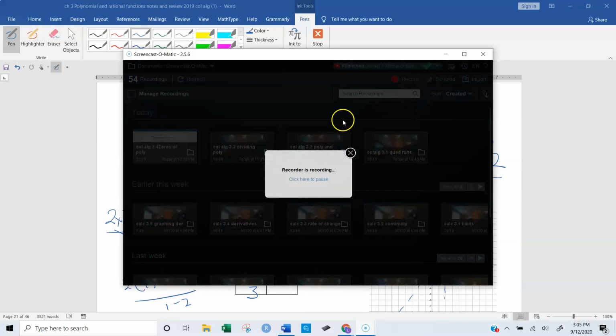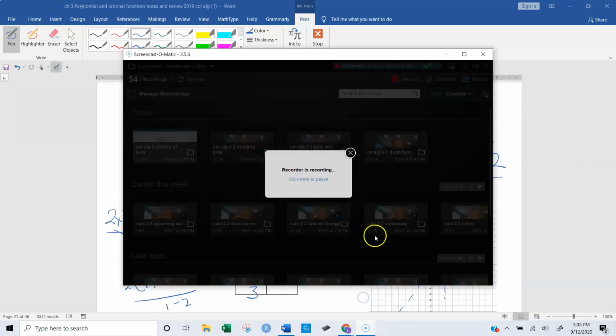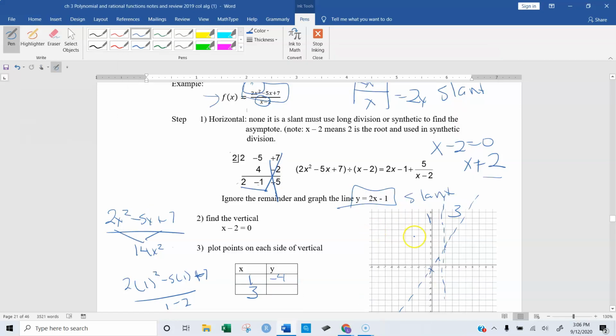A quarter left. I do not know where it just went to. Sorry about that, I couldn't find where it went. So we went 1, -4. We put it on it.